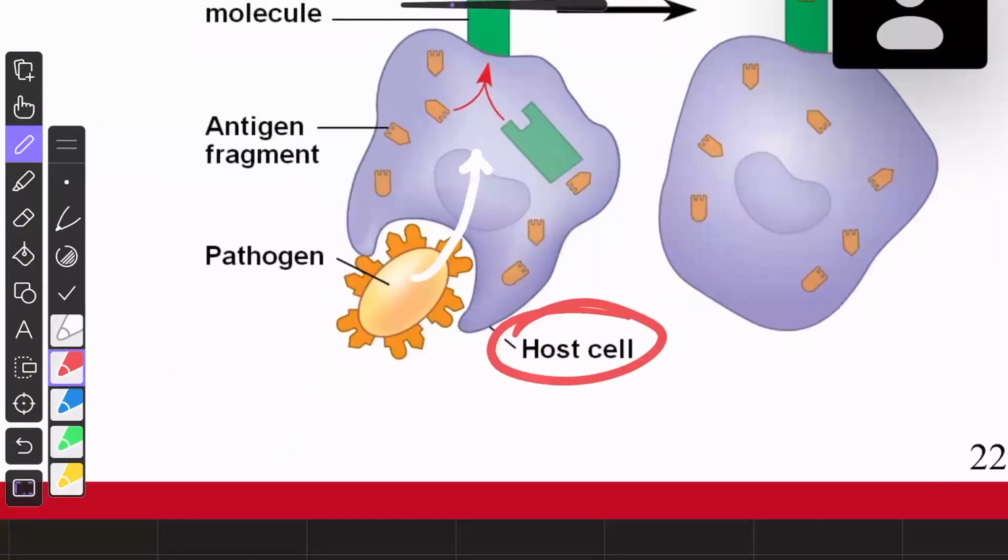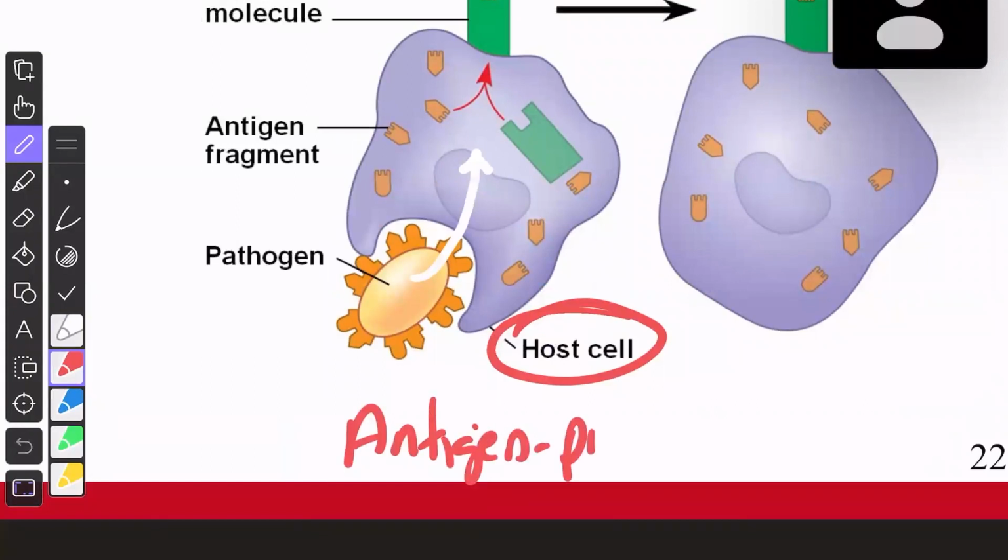Let me give you another name here: antigen presenting cell. So host cell equals antigen presenting cell. Think of T cells as like the royal snobs, right? In order for them to do anything, somebody has to present the antigen to them to let them know there's a problem. So that's our host cell that we're talking about.